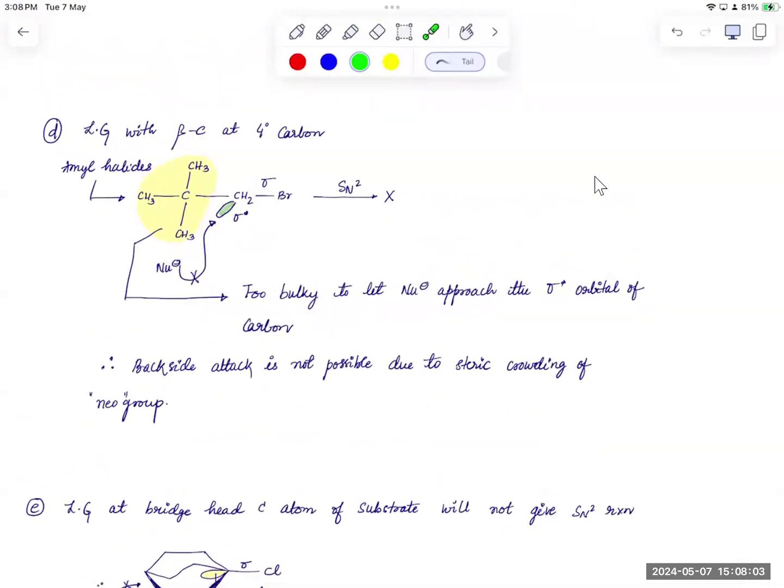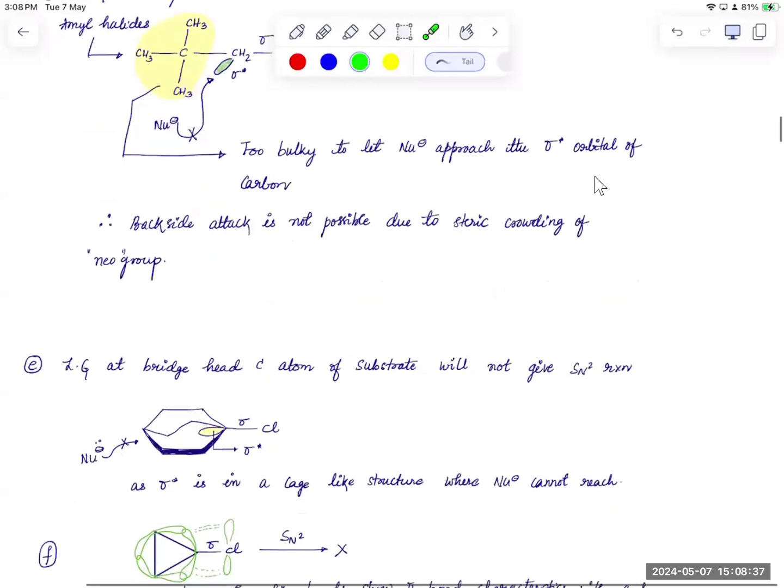Next, leaving group with beta carbon at 4 degrees. Even if this is 1 degree, so the nucleophile should actually attack, the adjacent one is extremely big. This is the tertiary butyl. If the adjacent one is also quite crowded, then you will not see the nucleophile make any attack. It is too bulky for the nucleophile to let the sigma star get bonded with carbon.